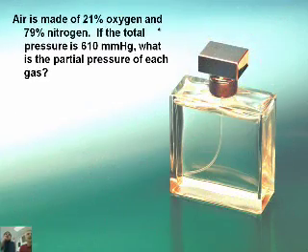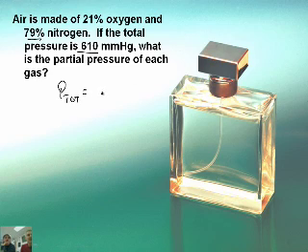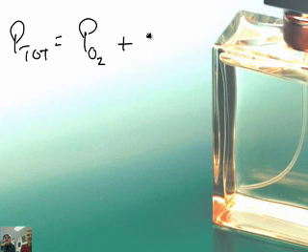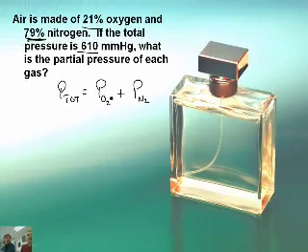Okay. I think we should probably do one example here. Air is made of 21% oxygen and 79% nitrogen. If the total pressure is 610, what is the partial pressure of each gas? Okay. So we've got the total. We've got that equation, P total equals the pressure. Now watch how I write this. I say P of O2, I use a subscript, and I'm going to write this symbol, oxygen, plus P N2. But I can't really add them because I just have percentages. Okay, so let's do that.